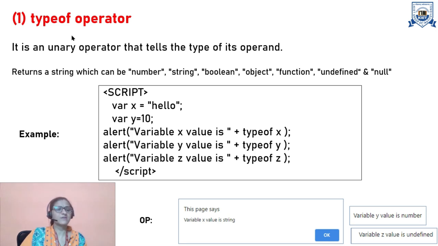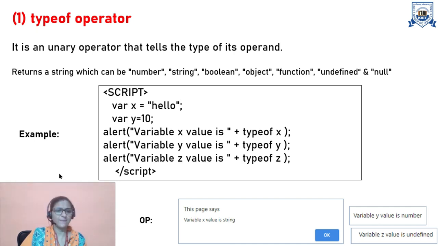So we are going to use the first one, the typeof operator. It's basically a unary operator, meaning it allows only a single operand, and it returns a string which can be number. It can display that it is a number, it is a string, or a boolean, or an object, or it is a function, or it is undefined, or null.